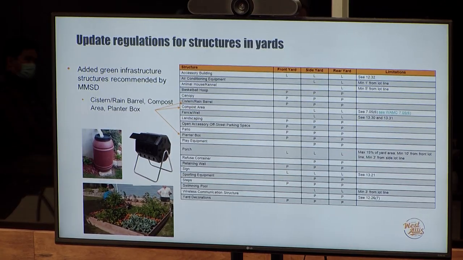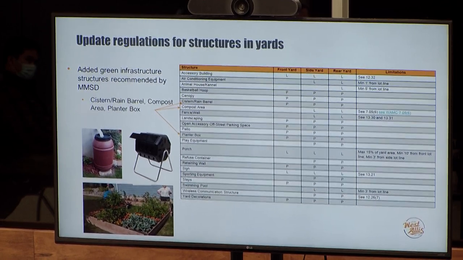And then, just updating some of the regulations for structures in the yard. Really, pretty much the same as what's in our current code, just more in a table format. Three new features are being added for rain barrels, compost barrels, and planter boxes, whether it be a square foot garden or an actual annual garden.